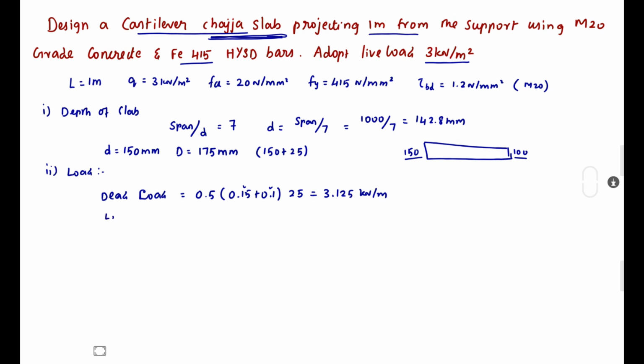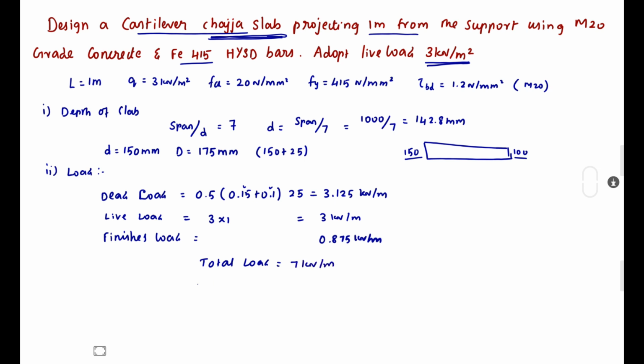Next thing is live load. Live load for 1 meter is 3 into 1, that is equal to 3 kilonewton per meter. Here the given value is kilonewton per meter square, so we take it for 1 meter span. Now we got the value of 3 kilonewton per meter. Next thing is finishes load. Finishes load we can take as 0.875 kilonewton per meter. Now the total load will be equal to 7 kilonewton per meter.